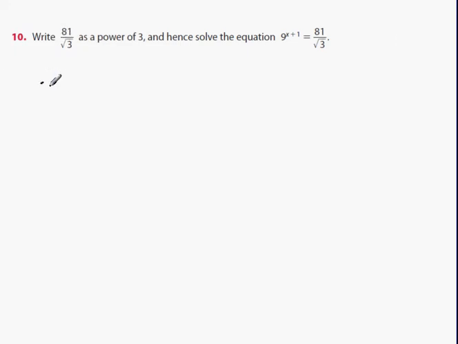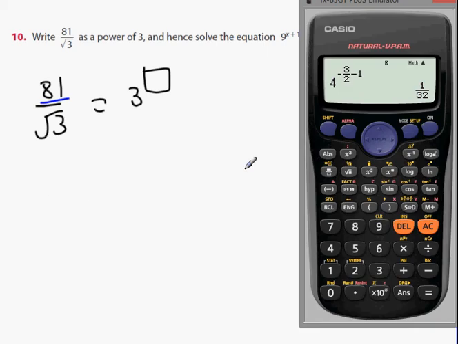Write 81 over root 3 as a power of 3. It wants 81 over root 3 to be 3 to the power of something in this box. Any idea how we go about doing that? 81 changes into? How many 3s will multiply to give you 81?